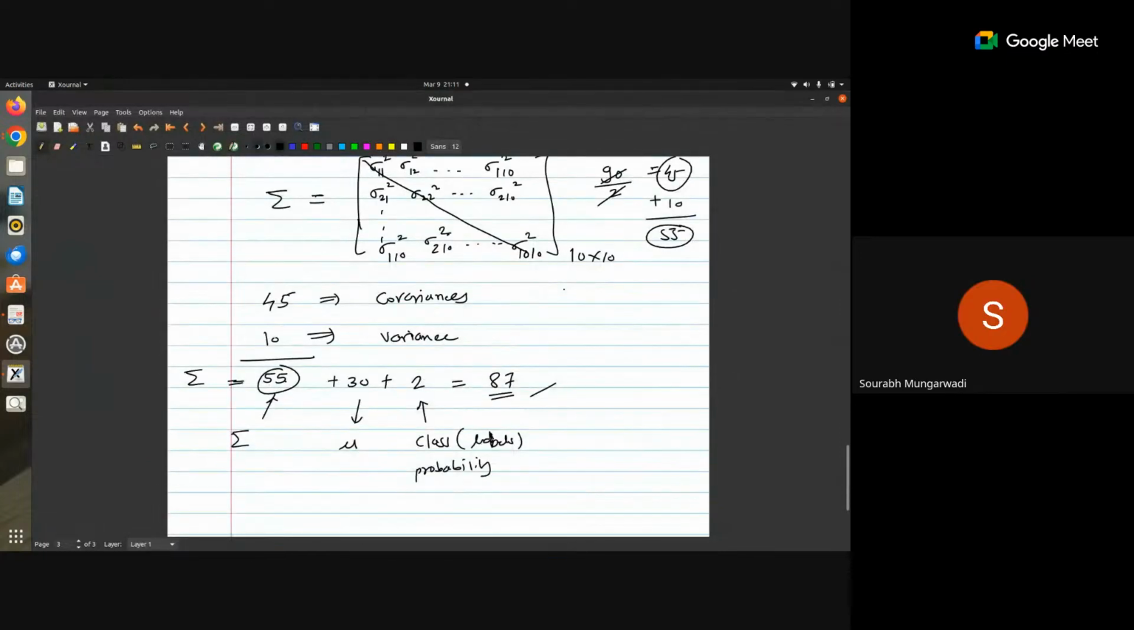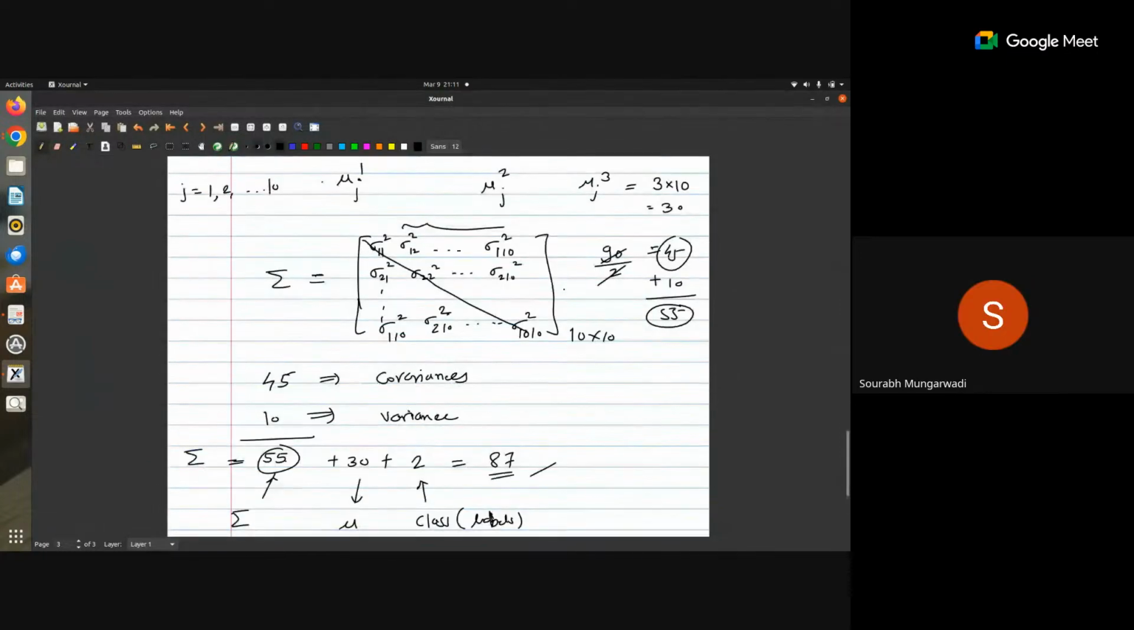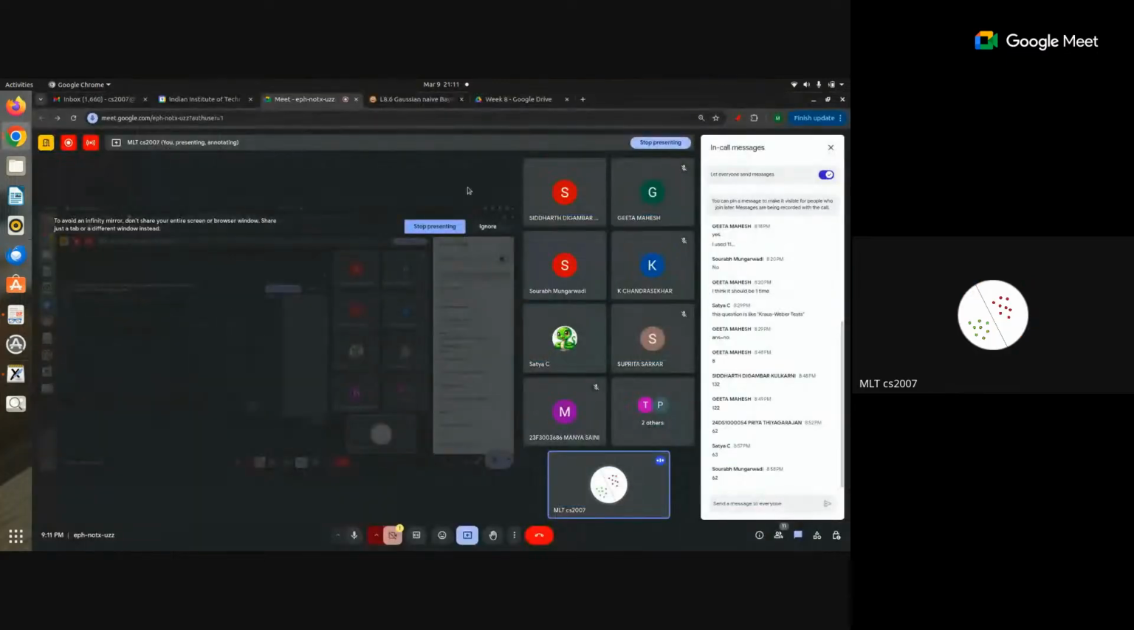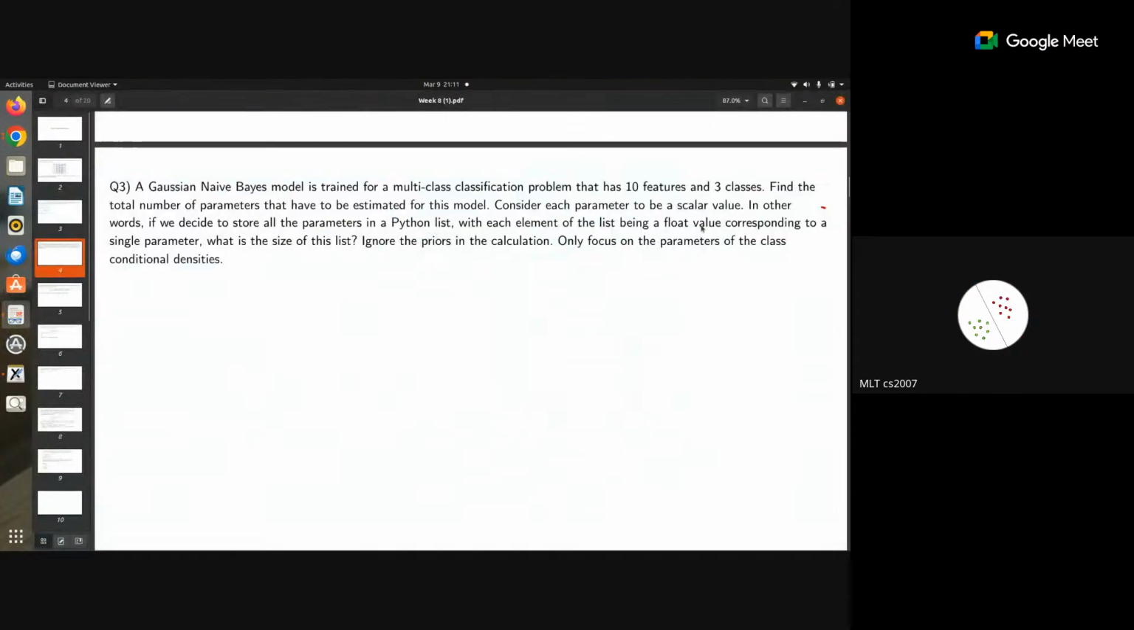So what is the significance of the last statement? Which statement? The last statement of the question. Okay, the question says: focus on the parameters of the class conditional densities, ignore priors in the calculation. Ignore the priors, right? So in the naive Bayes theorem, what is it like? It will have the maximum likelihood into the prior, right? So prior will be the probabilities for the parameters, right?